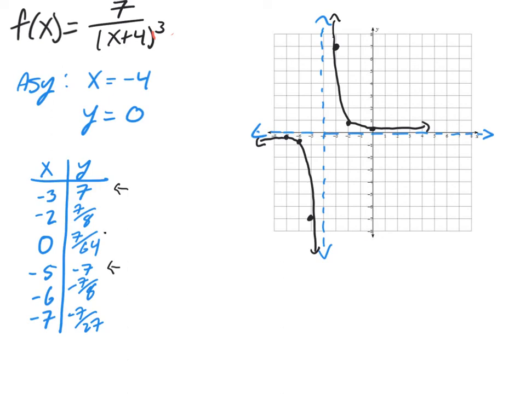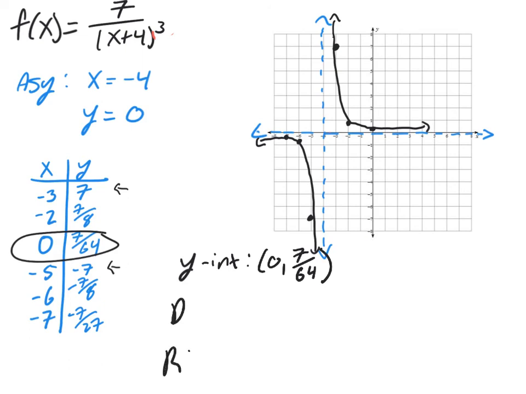Okay, so because we included that 0 in the domain there, when we were making our table, we already have our y-intercept right off the bat. I'm just going to write that as a point, (0, 7/64), and then domain and range.